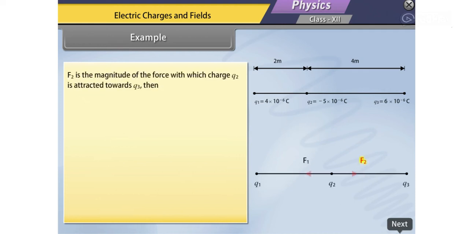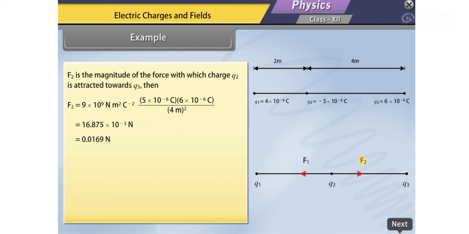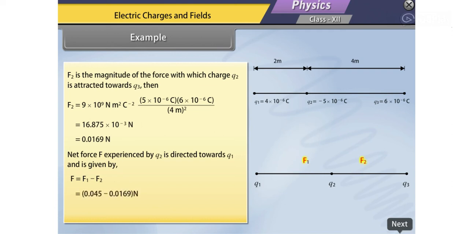F2 is the magnitude of the force with which charge Q2 is attracted towards Q3. Put the values in the above equation, we get F2 is equal to 16.875 into 10 raised to the power minus 3 Newton, which is equal to 0.0169 Newton. Net force F experienced by Q2 is directed towards Q1 and is given by F is equal to F1 minus F2, which equals 0.045 minus 0.0169 Newton, which is equal to 0.0281 Newton.